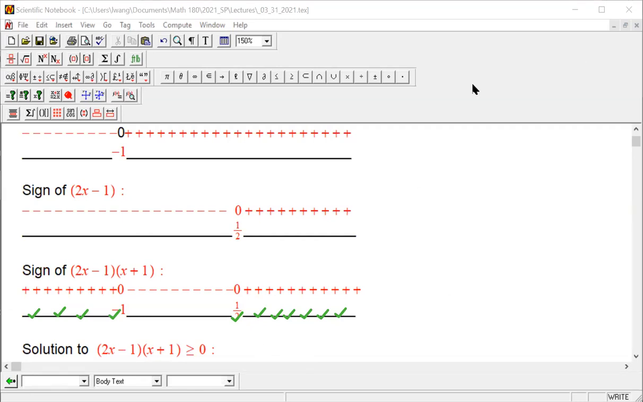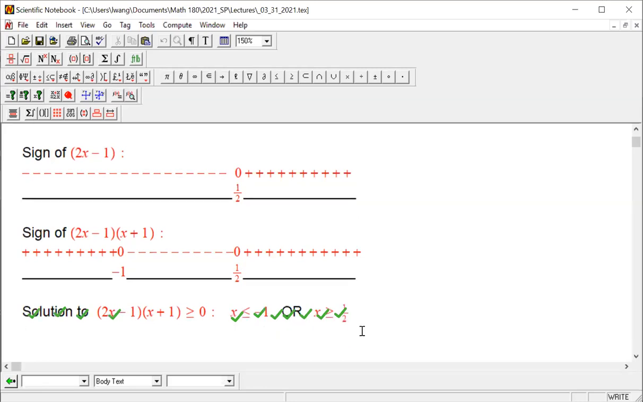How do we express the solution? X is less than or equal to -1, or X is greater than or equal to half. Perfect. Very good. Okay. X is less than or equal to -1, or X is larger than or equal to half.